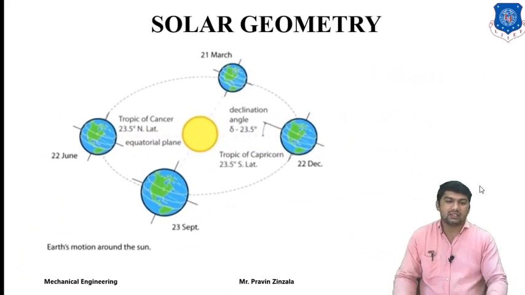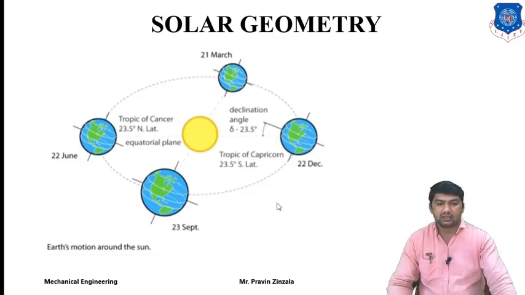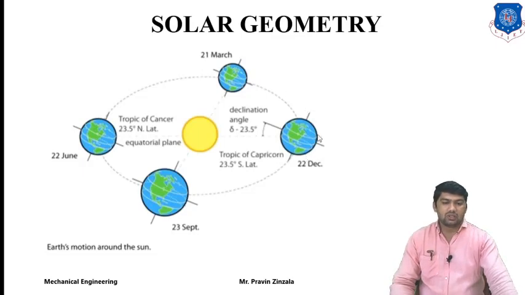Now we will discuss solar geometry. Due to the Earth's motion around the Sun, we receive different radiation at different times and different locations, and the solar intensity will also be different for different locations on Earth. We can also consider the position of Earth. This is the position of Earth.